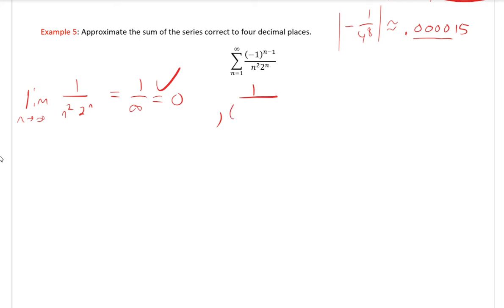1 over n plus 1 to the second power times 2 to the n plus 1 is less than 1 over n squared times 2 to the n. If we cross multiply, so I get the powers of 2 over on this side, we have 2 to the n over 2 to the n plus 1 less than, and if I move the n plus 1 to this side, we get this, which is also just n plus 1 over n. And here we have 2 to the n over 2 to the n plus 1, which is really just 1 over 2. So we have 1/2 less than n plus 1 over n squared.